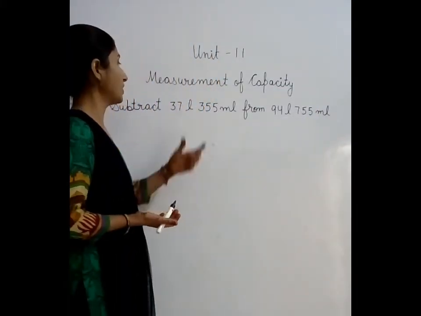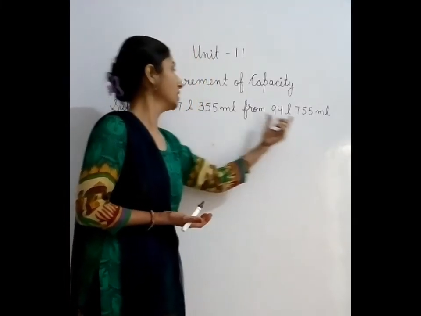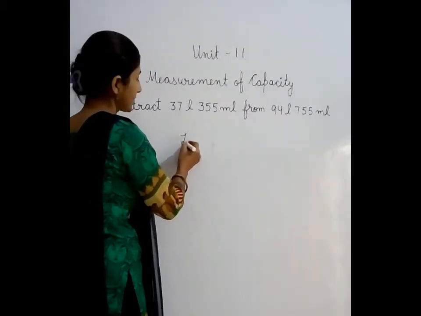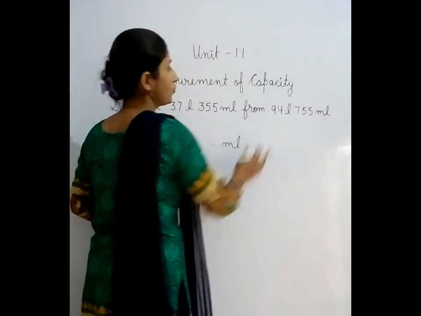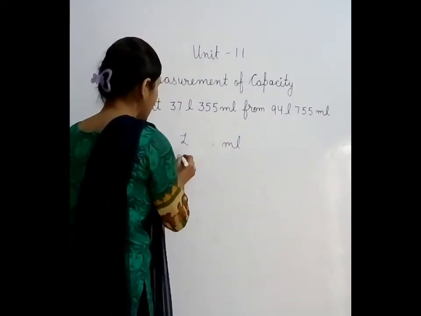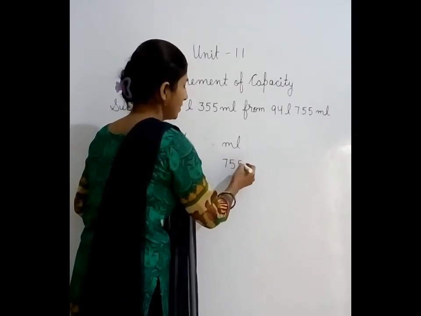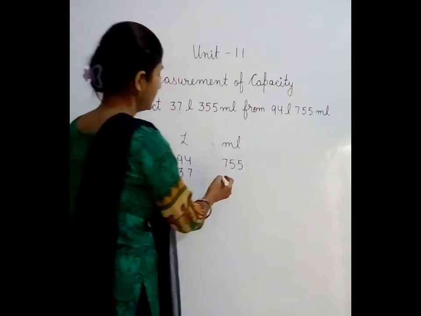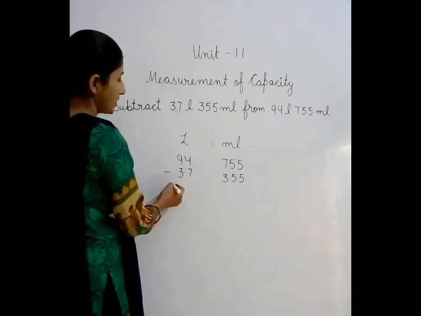We subtract always smaller number from bigger number. So firstly we write liter and milliliter. So with 37 and 94, which one is bigger number? 94. So firstly we write 94 liter 755 milliliter and here is 37 liter 355 milliliter. Sign of subtraction.